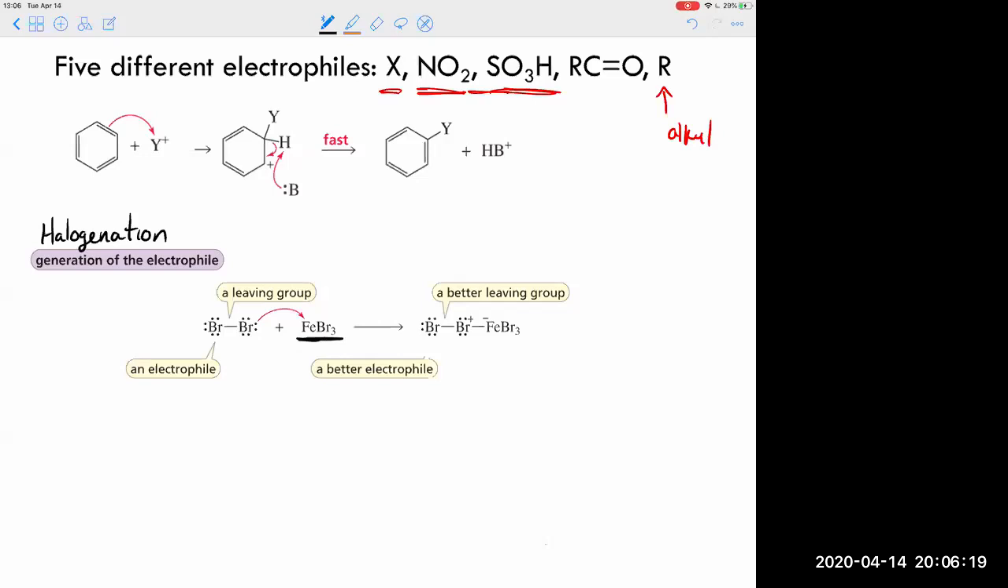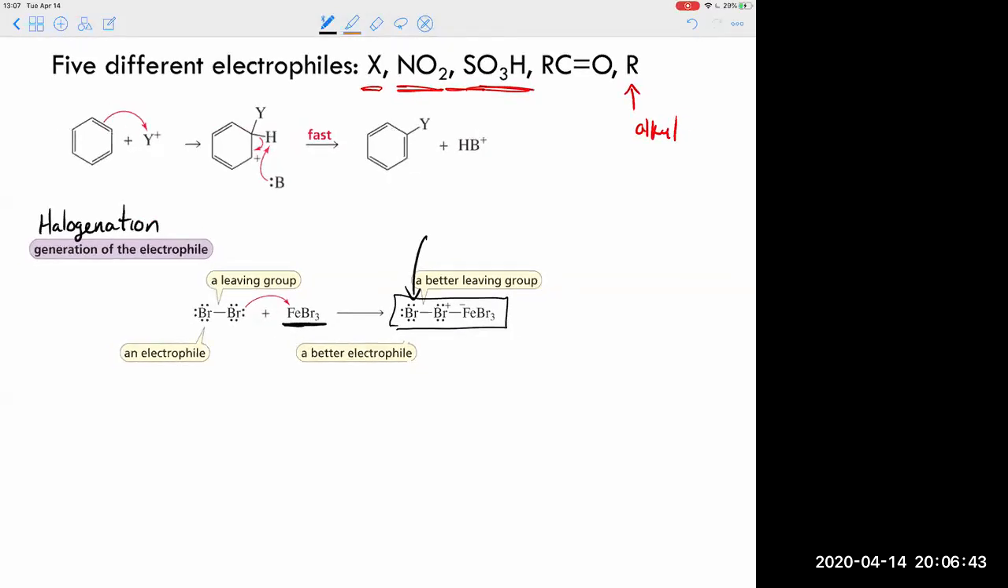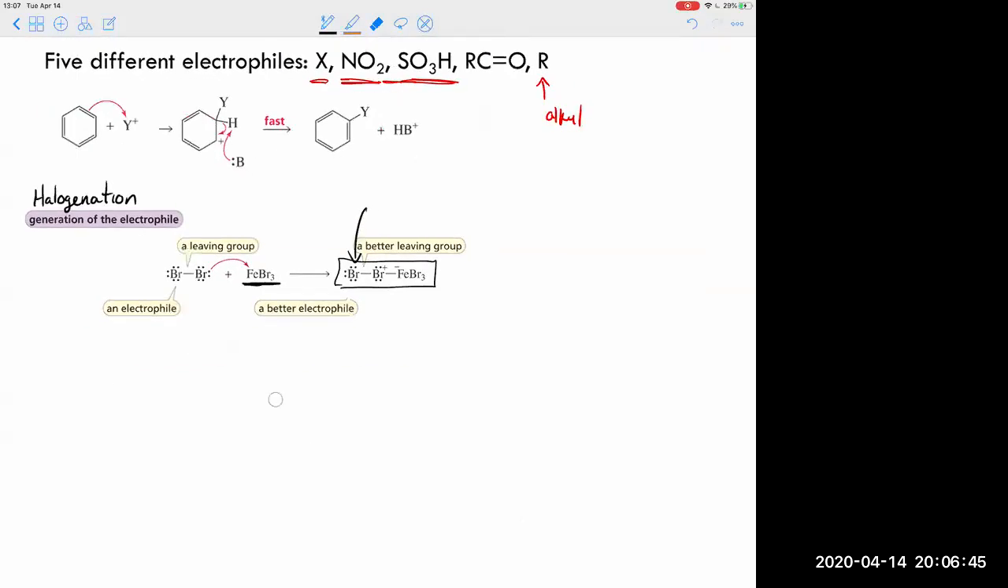So all you have is the bromine reacting with the iron 3 bromide to create this complex right here. And the key thing here is that now this bromine on the very end is an even better electrophile than it was before, right? Again, all of these are about generating that electrophile, making this a really, really good electrophile because we have a pretty crappy nucleophile. For the nitration, let's see how that went down.